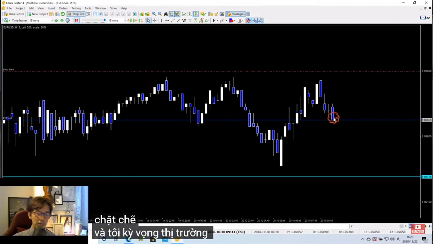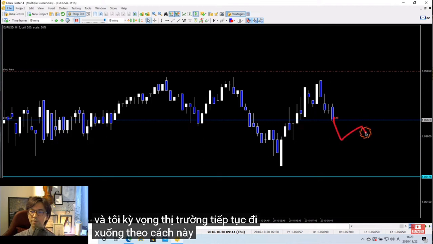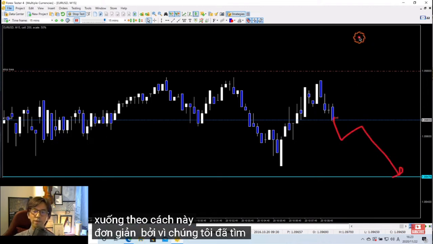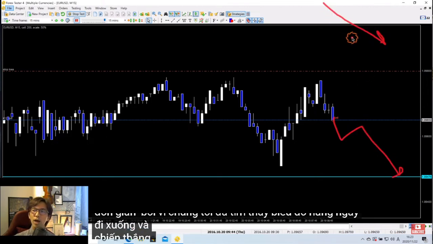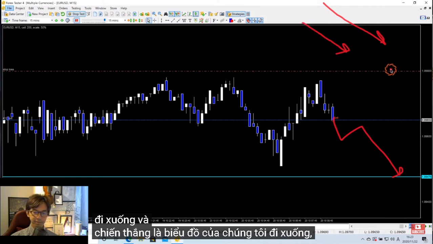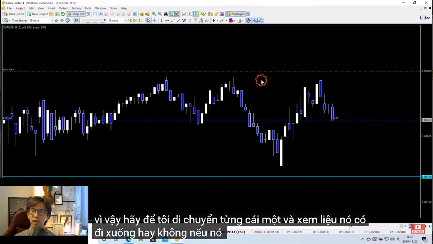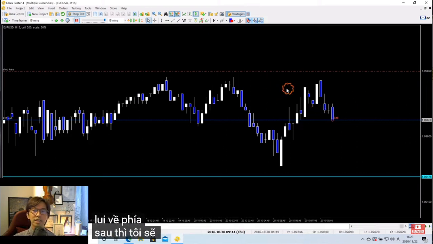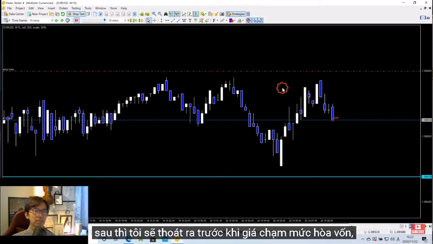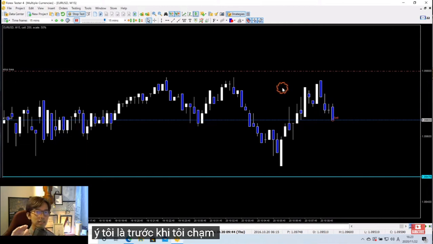And I expect the market to continue to go down this way, simply because we found the daily chart down and the 1 hour chart going down. So let me move one by one and see if it goes down or not. If it retraces backwards, then I will just exit before the price hits the stop loss.